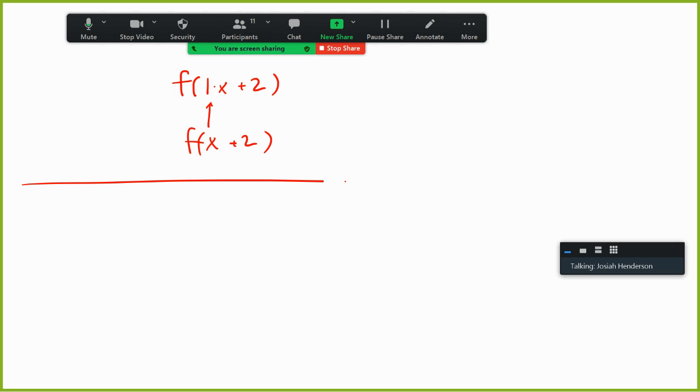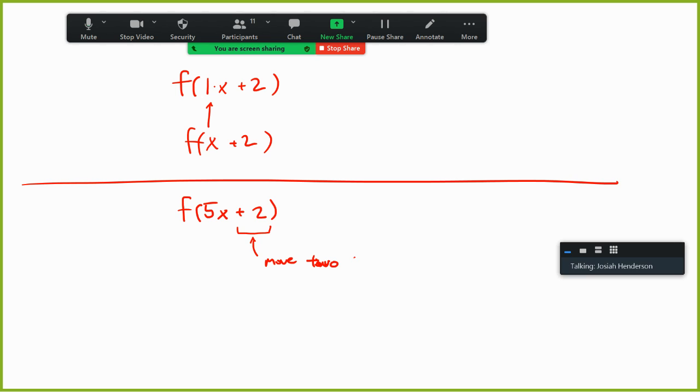Let's say instead, though, we multiplied it by something like this, 5x plus 2. Now it's going to warp the picture, and it's not going to be the exact same one we had before. The plus 2 tells us the whole thing is going to move to the left, negative 2. This tells us it's going to get warped.